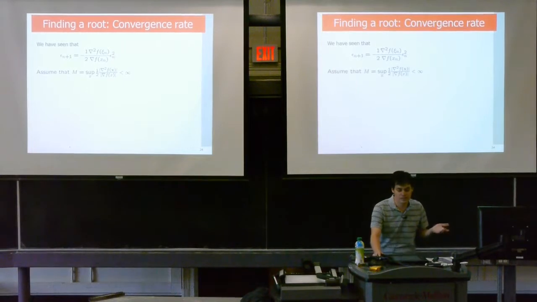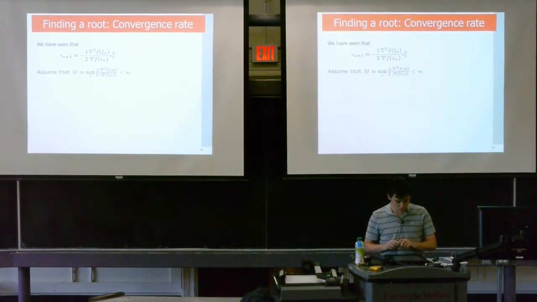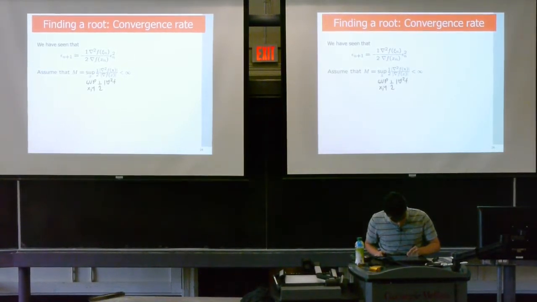And now let's just assume that the supremum, it's not right here, so let me correct this. So supremum over all x and y, 1/2 f of y, the Hessian, and over f of x.